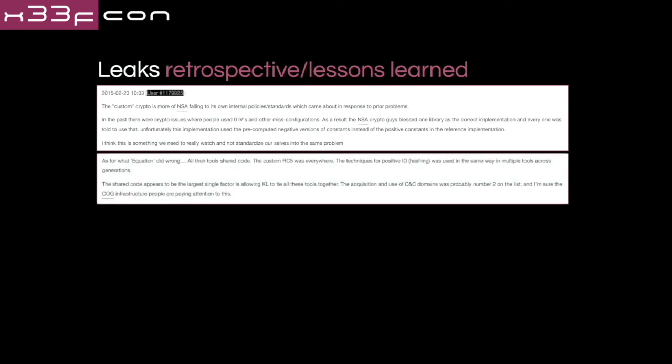Another very interesting comment is this one, especially the second sentence. It says, the shared code appears to be the largest single factor in allowing Kaspersky Labs to tie all of these tools together. The acquisition and use of command and control domains was probably number 2 on the list. And I'm sure the C&C infrastructure people are paying attention to this.